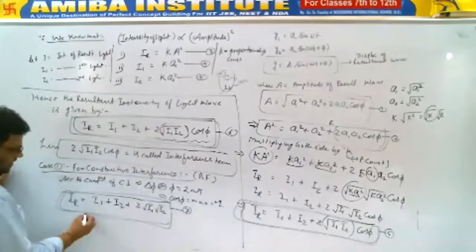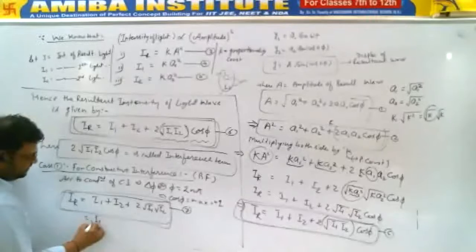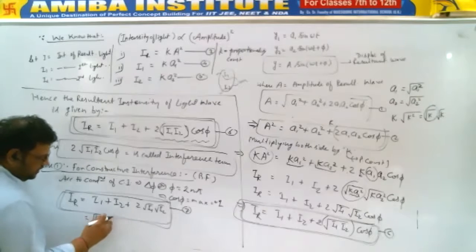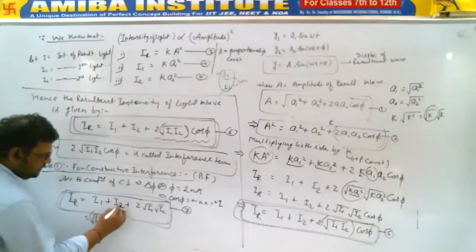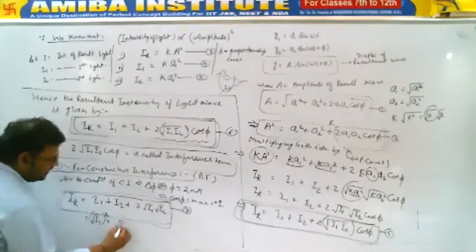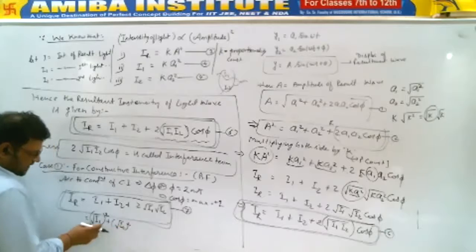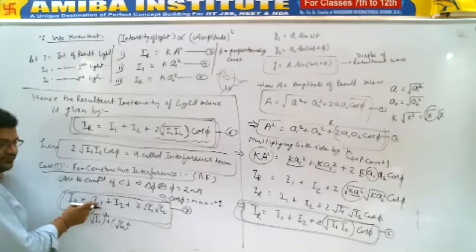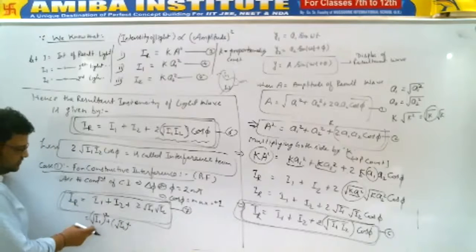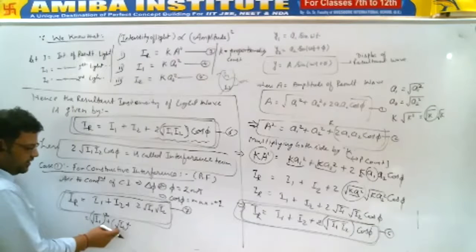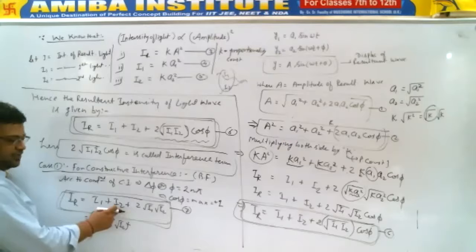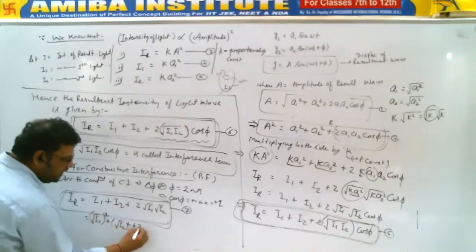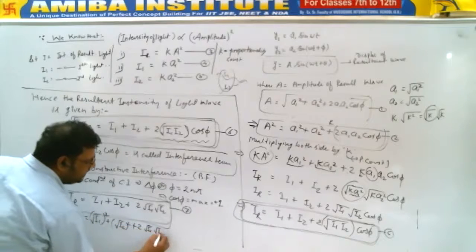This can be written in another way, no? This is I1, which means under root I1 squared, right? So I can write it that way. I2 means I can write under root I2 whole squared. Root I1 squared again gives me I1, so it's not changing anything. Under root I2 squared again gives me I2 only. And this is already present, I1 I2.